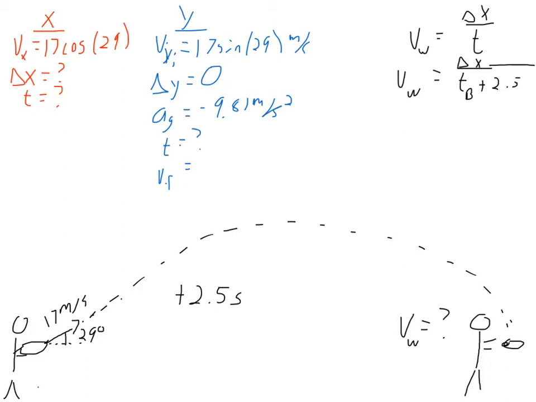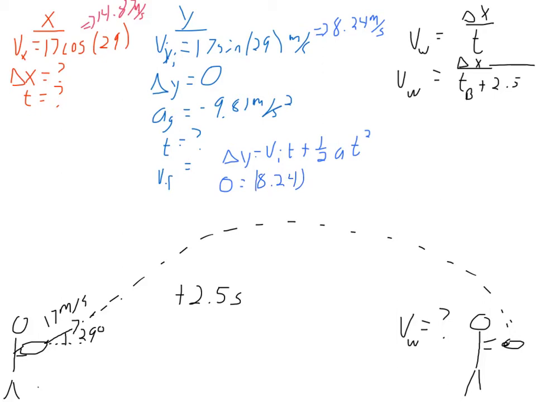So pick an equation here. It's going to be our favorite: delta y equals v_i t plus 1/2 a t squared. Plug in 0 equals 8.24 meters per second. That comes from this right here, so you plug this into the calculator, 17 sine 29, you get approximately 8.24 meters per second, times time, plus 1/2 times negative 9.81 times t squared.